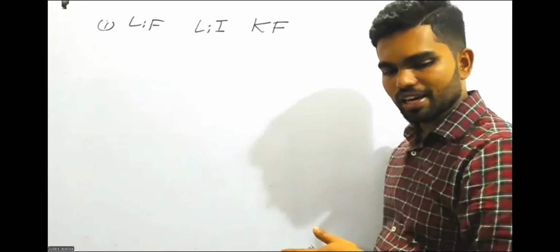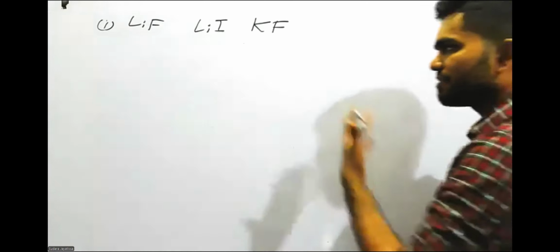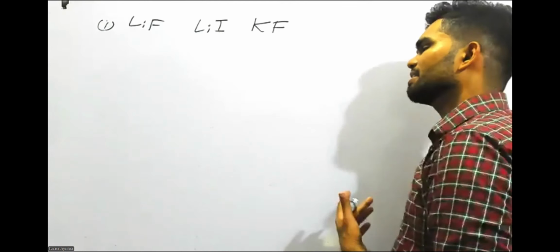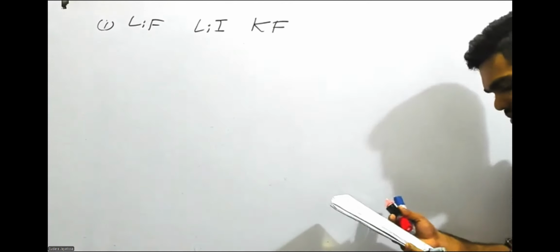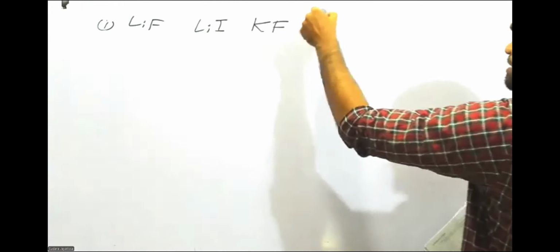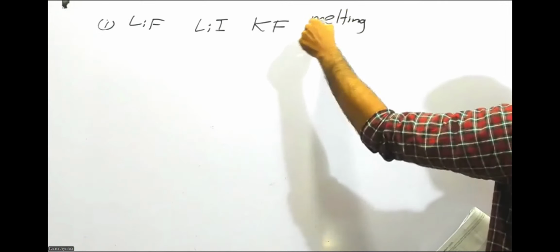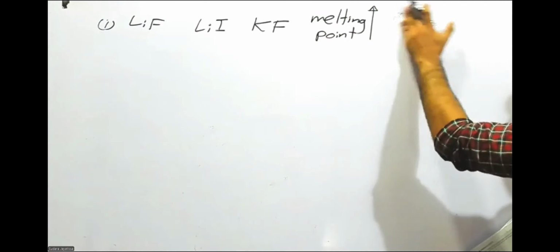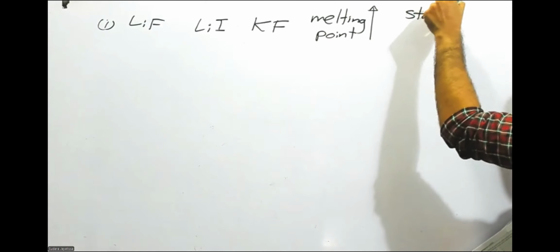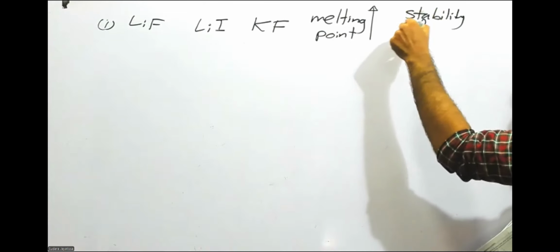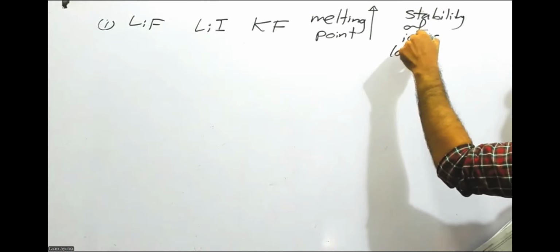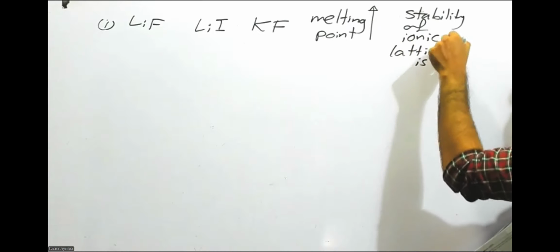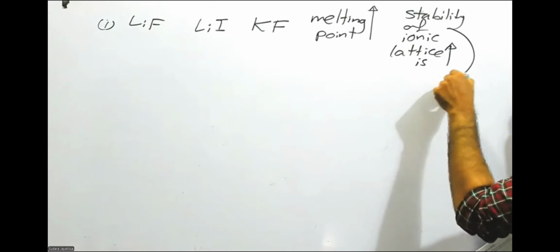Okay, so I'll just roughly say, don't mind about this one. Anyway, we will be doing this again in the class. So they're asking for the melting point. Melting point will be higher if the stability of the ionic lattice is high. And right now we can simply explain this one.